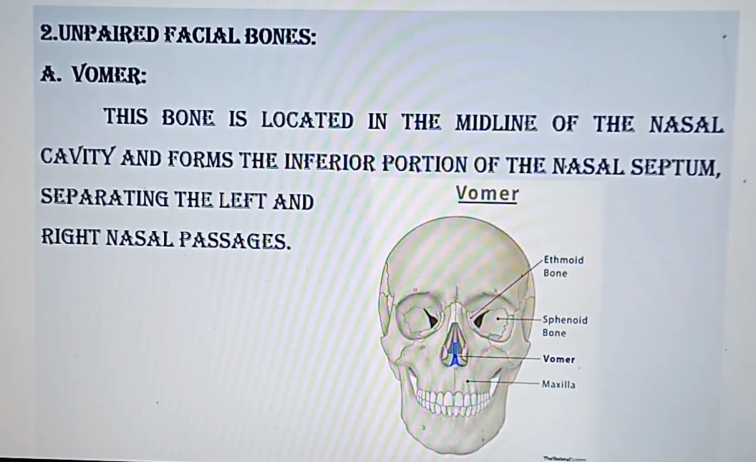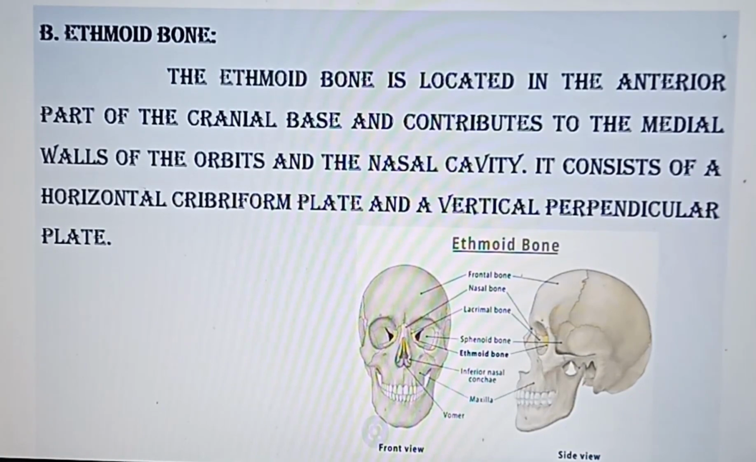Two, unpaired facial bones. Vomer. This bone is located in the midline of the nasal cavity and forms the inferior portion of the nasal septum, separating the left and right nasal passages.